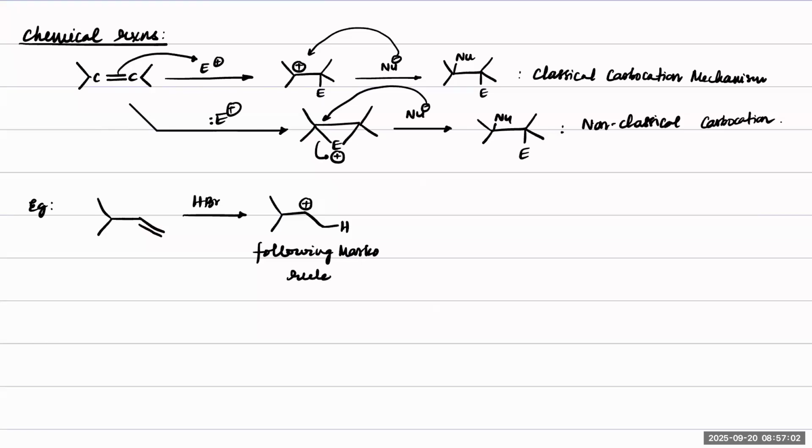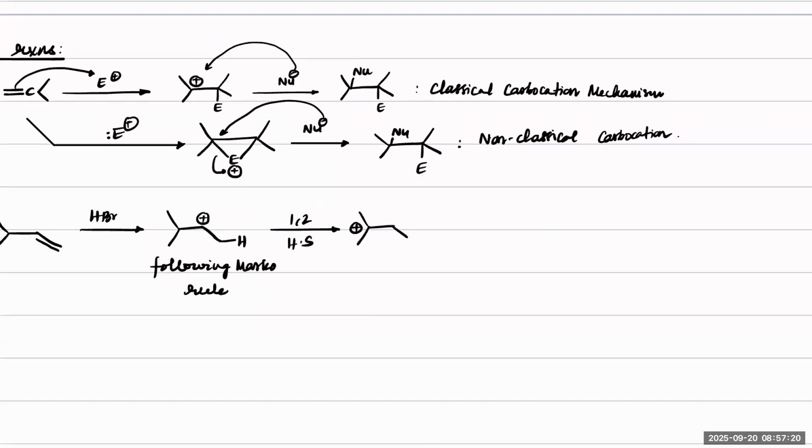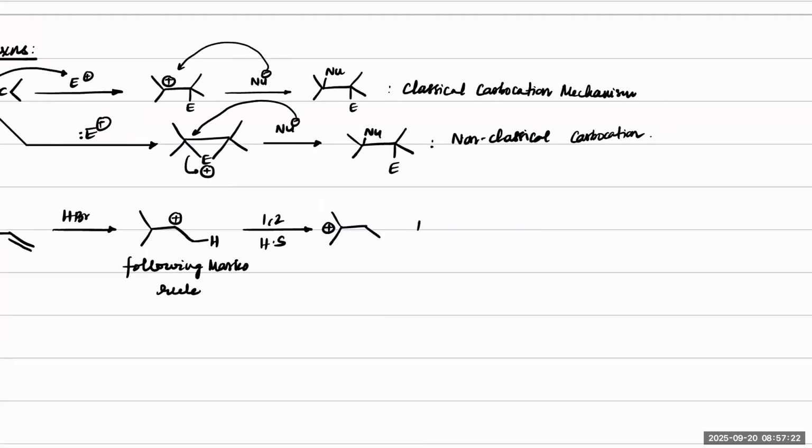Once you get here, you'll try to rearrange it. You can do the same thing by pushing a 1-2 hydrogen shift. Because the hydrogen got shifted from here to here, the positive charge will migrate here. And once you get the carbocation, that's when the Br minus will attack it and finally convert it into a product like this.